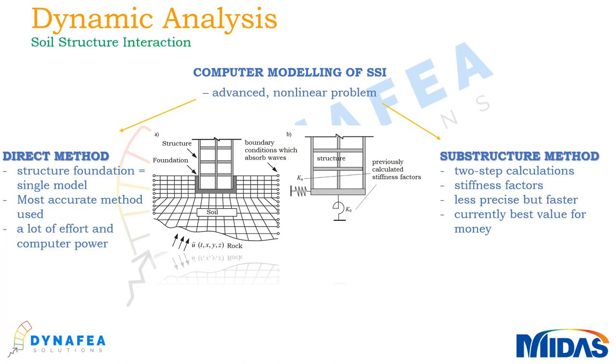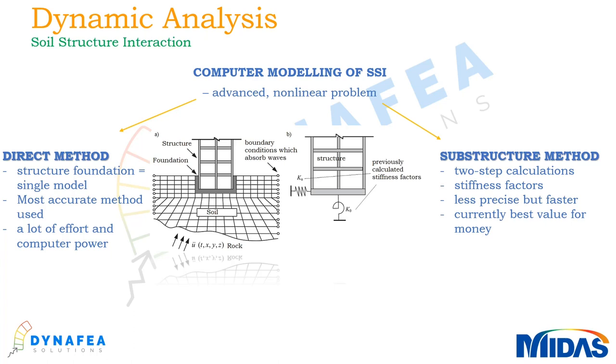As it comes to the computer modeling of SSI, we have two main methods: the direct method, a very precise method, and the substructure method. As it comes to the direct method, we model the structure and the soil in the same computer program. It's definitely the most accurate method, but unfortunately, the computational effort is much, much higher. We need much more time for the solver, for calculations.